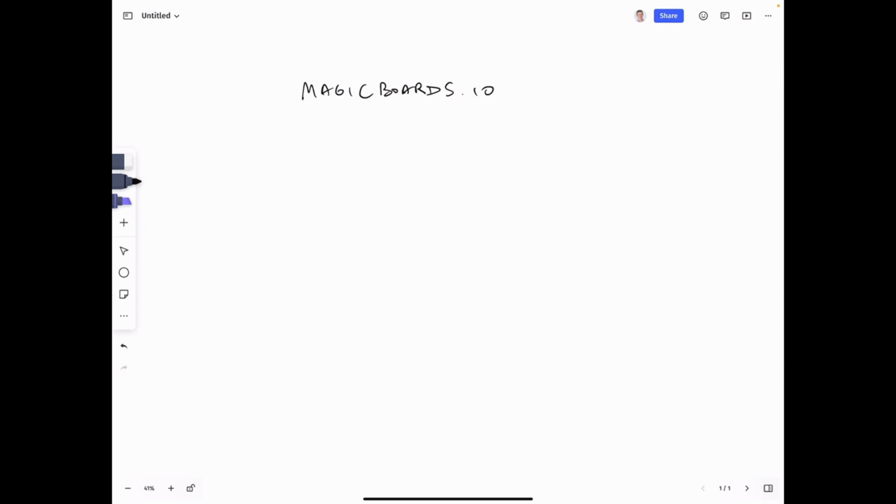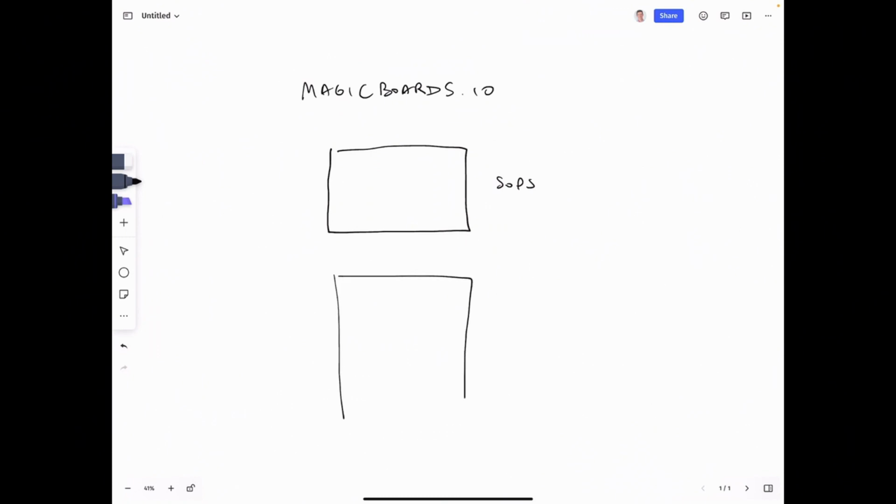The first is, well, what is a magic board? What it is essentially is we're bringing the instructions or the SOPs and the results onto one single page. And this page design is always the same, and this allows you to know exactly what's going on and where you're up to with a single glance.